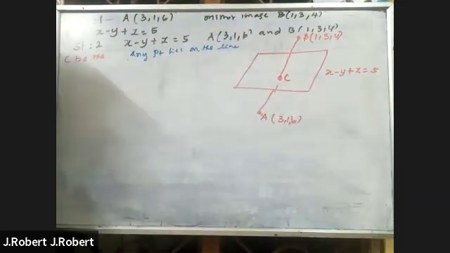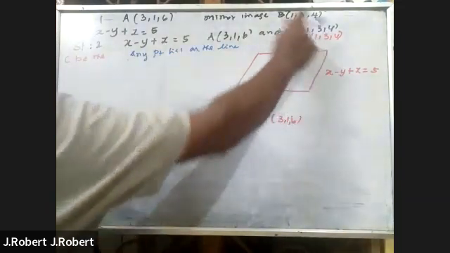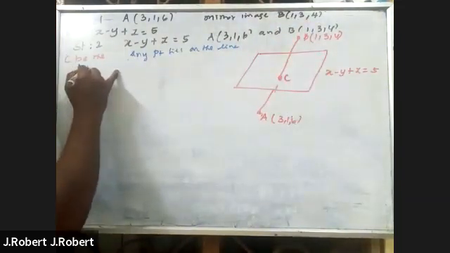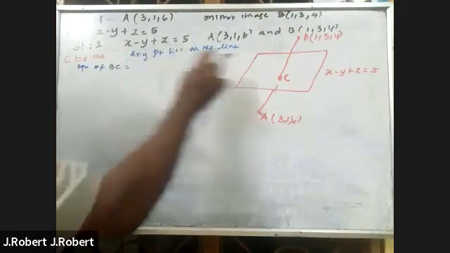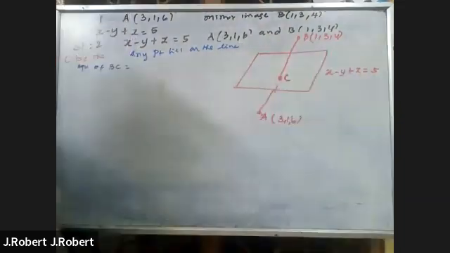சரிங்களா? அப்ப அந்த லைன் எப்படி கண்டுபிடிக்கிறது? I want to find out the equation of BC. How? One point, one parallel vector.